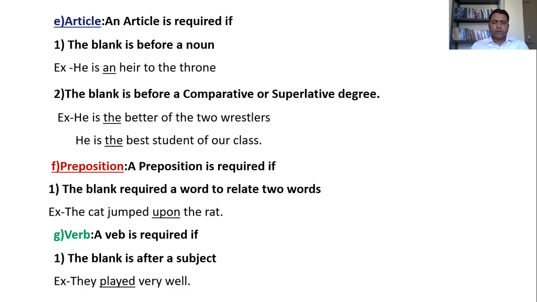The verb. A verb is required if the blank is after a subject. Example: they played very well. We know that the sentence order is subject, verb, and object. So the verb comes after the subject. Hence, "they" is the subject here, and "played", the verb, comes after the subject.